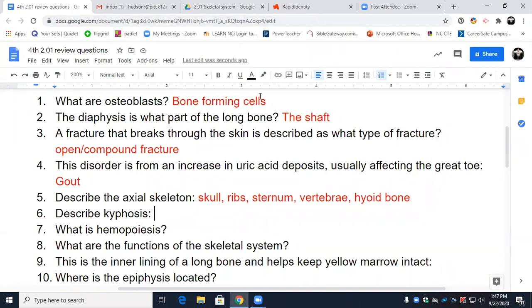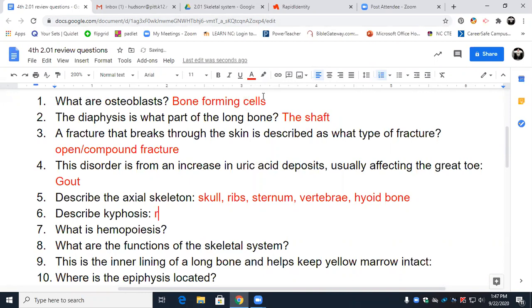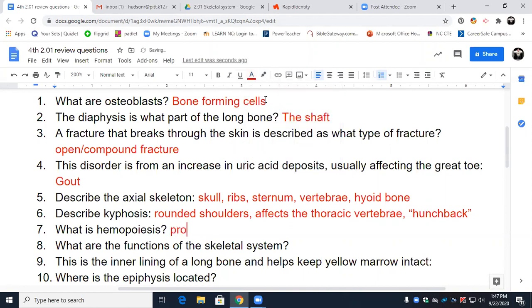Describe kyphosis. Rounded shoulders. It affects, do you guys remember which vertebrae? Well, that's honest. Thoracic vertebrae, thank you for your honesty. And it's basically hunchback. Yeah, remember Quasimodo. So that's kyphosis. Lordosis is the lumbar vertebrae. All right, so what is hemopoiesis? Hemopoiesis is the production of healthy blood cells.